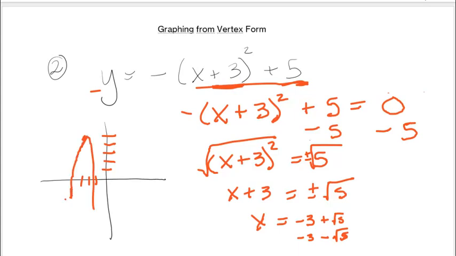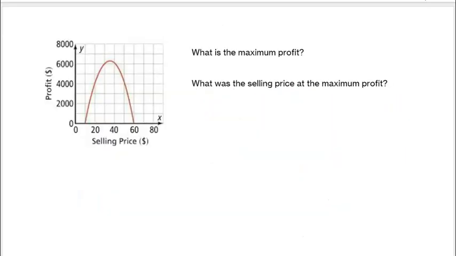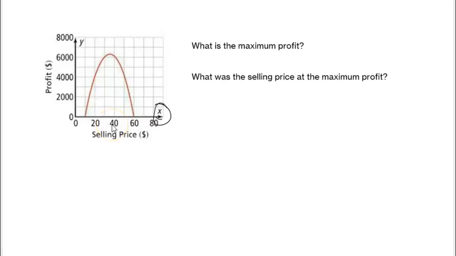All right, let's look at some application with the vertex. So the importance of the vertex is that that's going to give us the maximum or the minimum. So in this case, what is the maximum profit? We can see that the y-axis is our profit. So when I'm looking at my vertex, the y value in this case is a little over 6,000.